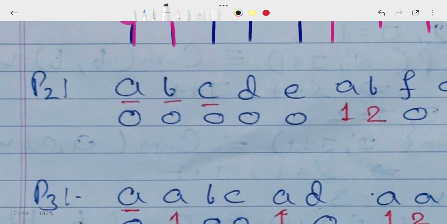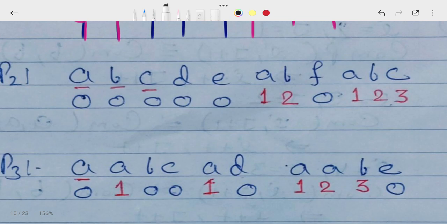Now suppose we have another pattern. My pattern is equal to A, B, C, D, A, B, D, and A, B, C. Now I will start from here. A. Is A there? No. Is A there? No. Is A there? Yes. A is repeated. I am writing 1. Now B. Is B there after A? Yes. So I will write 2. This is the next alphabet that is repeated after A.